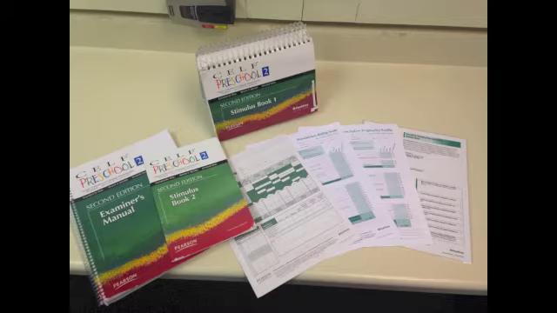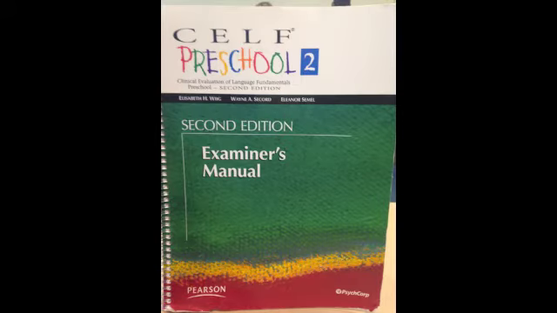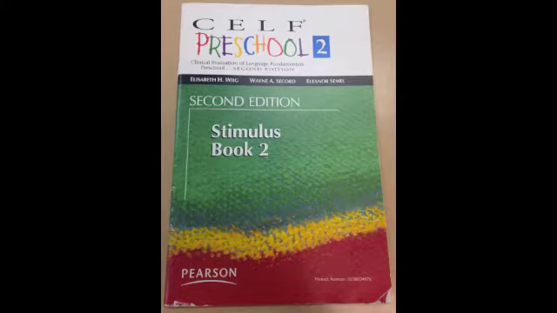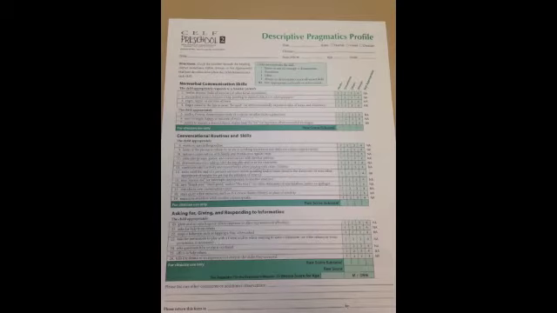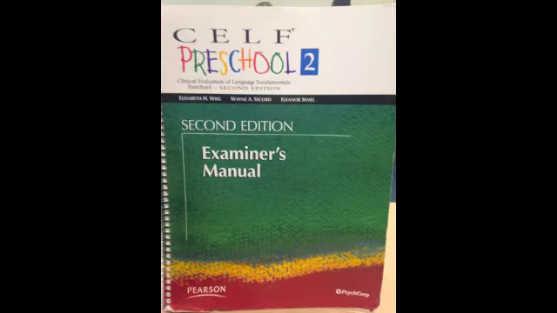The test package includes the Examiner's Manual, Stimulus Books 1 and 2, Record Form, Concepts and Following Directions Stimulus Sheet, Pre-Literacy Scale, and Descriptive Pragmatics Profile. The Examiner's Manual provides detailed information on the validity, reliability, and normative data for the test. Detailed instructions are also included on how to score each of the subtests. The examiner is provided with specific guidelines for interpreting the child's score and evaluating his or her performance.